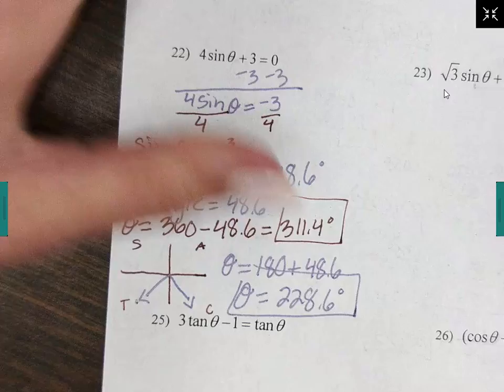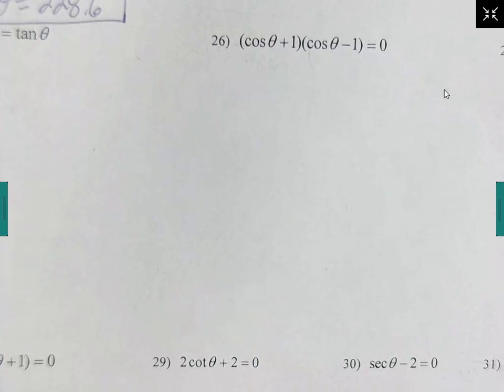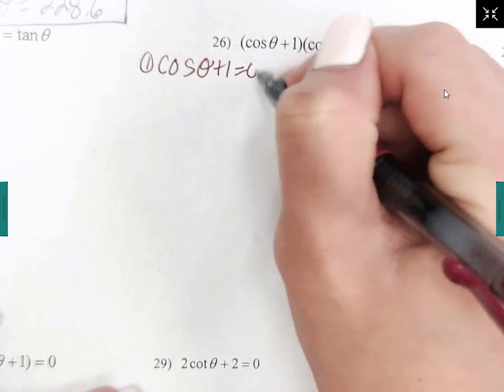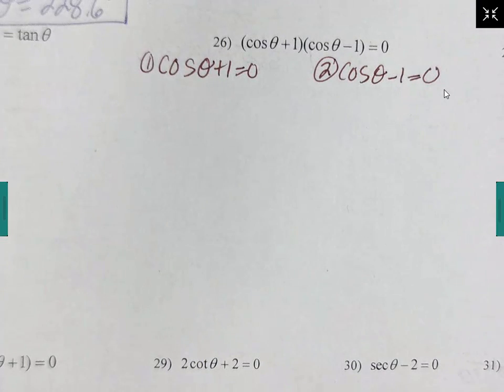Okay, let's go down to 26. All right, on 26, what are you thinking you want to do here? Okay, distribute. We could do that. Is there something else we could do? All right, let's distribute. We're solving here, right? So we could distribute, or couldn't we just go ahead and set both of these factors equal to 0? So we could do either one, right?